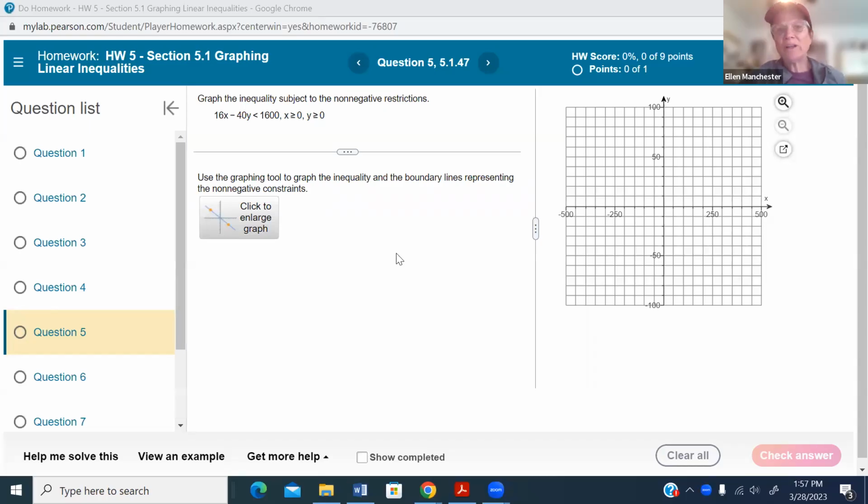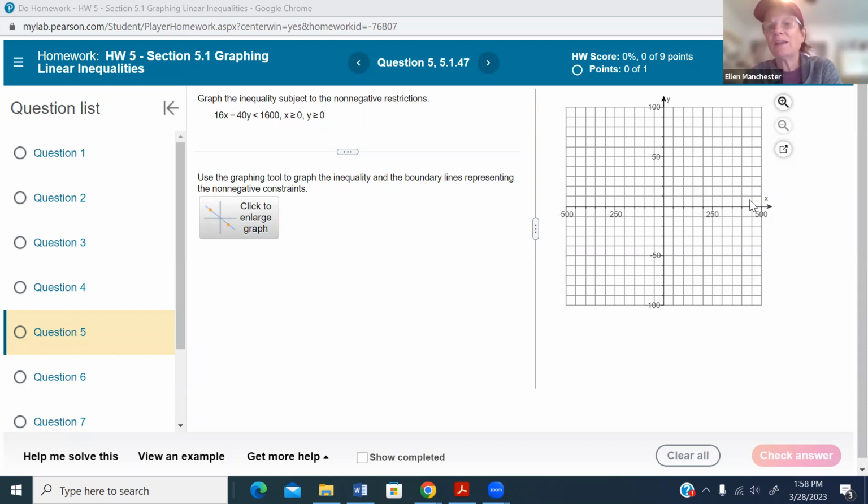Okay, so I wanted to jump on here real quick and just walk through a problem with you. I've had a couple questions on this, and this is from 5.1. This is when you have restrictions. The restrictions mean x is greater than or equal to 0 and y is greater than or equal to 0. So all that means is that your graph will only be shaded in this first quadrant. That's it. You cannot graph and shade anywhere else except in this first quadrant.